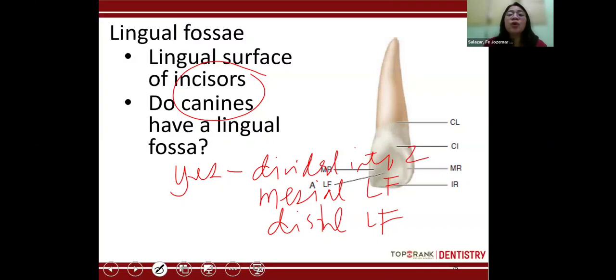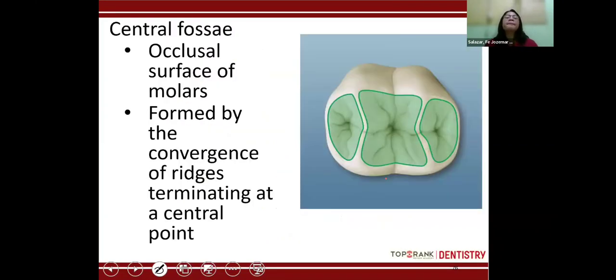Bakit kaya nagkaroon ng dalawang lingual fossa ang canines? Dahil meron silang what? Because of what divided the lingual fossa of a canine into two? Your lingual ridge. Diba? Meron siyang ridge sa gitna. Kaya nag-divide yung lingual fossa niya into two. But nevertheless, it has a lingual fossa.